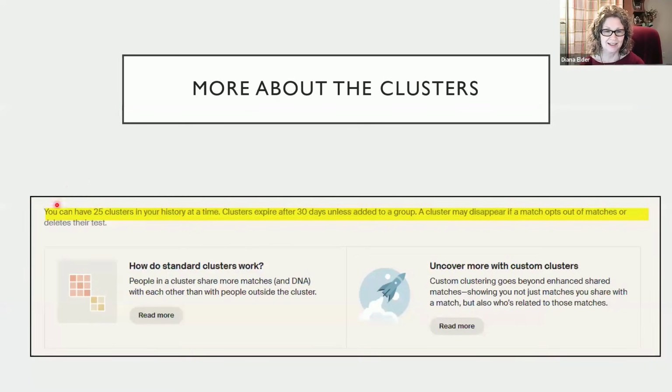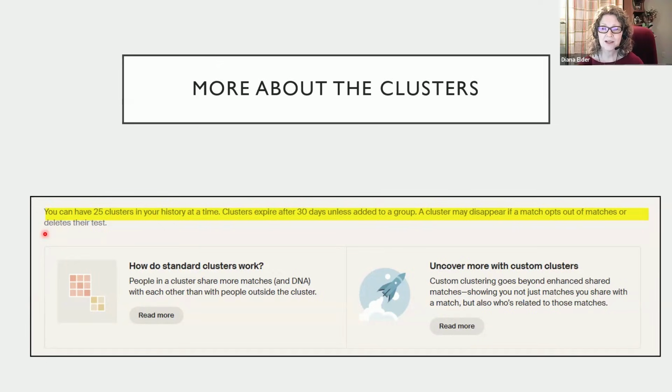Now, I highlighted this. This is not highlighted on the Ancestry page, but I thought this was really good to pay attention to. You can have 25 clusters in your history at a time. Clusters expire after 30 days unless added to a group. A cluster may disappear if a match opts out of matches or deletes their test. So I have had clusters change or look different. And so we have to realize that these clusters are a moving target.